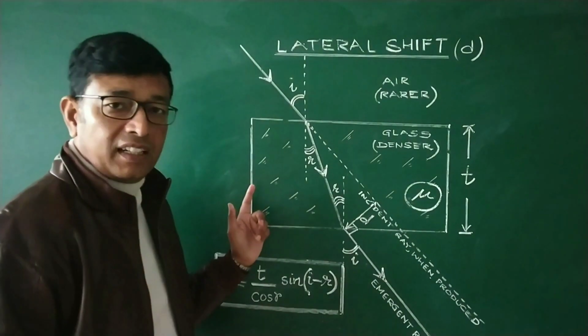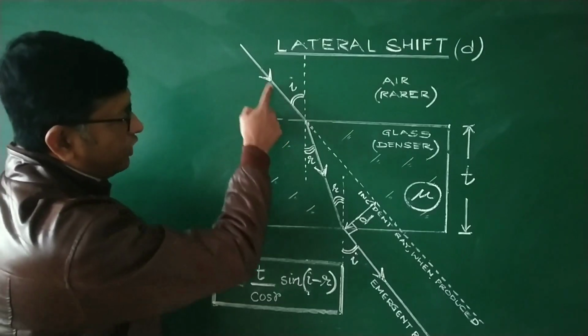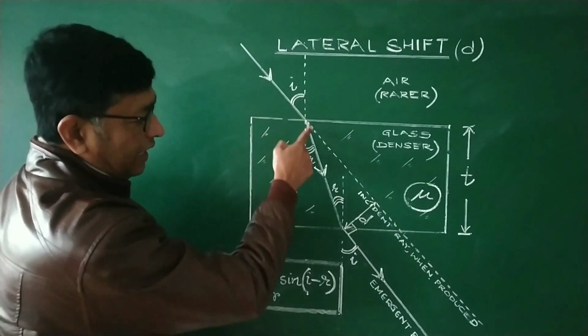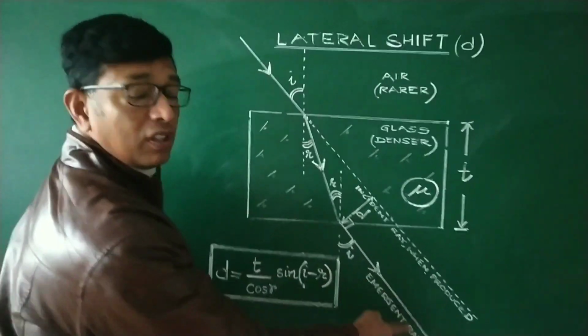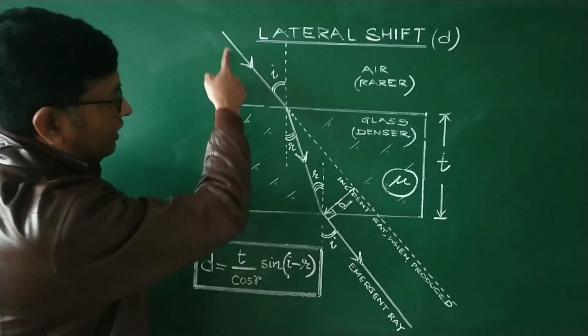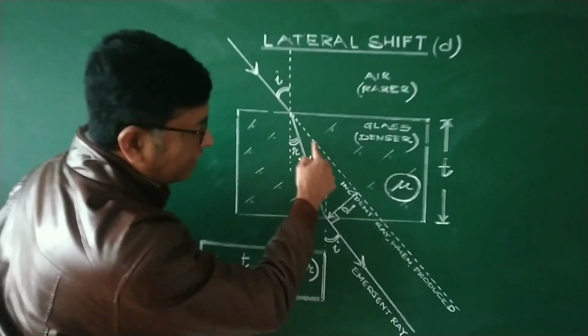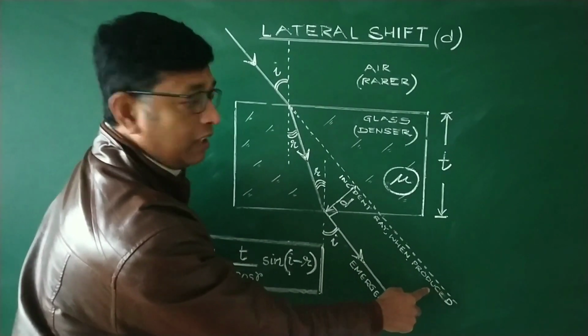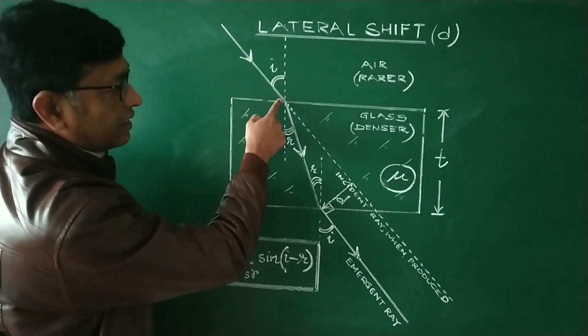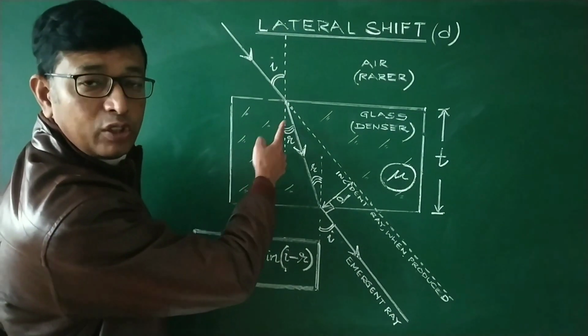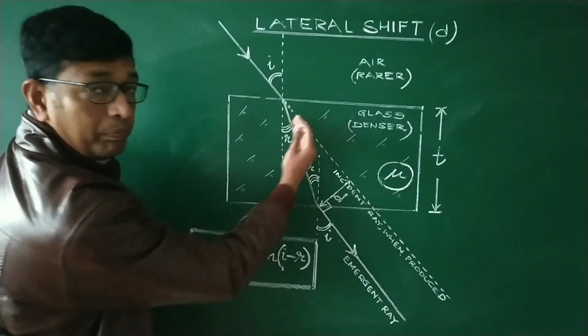Students, this is the diagram representing the deviation of light when the light is made to pass through a rectangular glass slab. This is the incident ray and this is the incident ray when produced, right? So when it is made to get incident on a glass slab in an oblique direction, then it bends.